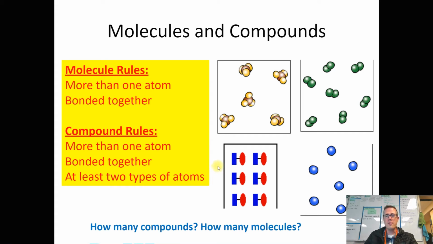So if you take a look at the pictures on your right, please take a second, pause the video, and see if you can pick out which ones are molecules and which ones are compounds, and maybe even which ones are neither. Pause the video now. All right, so let's take a look.